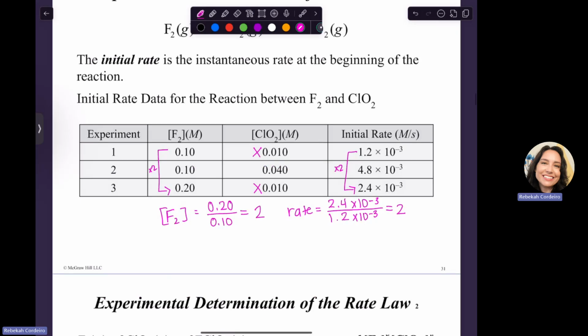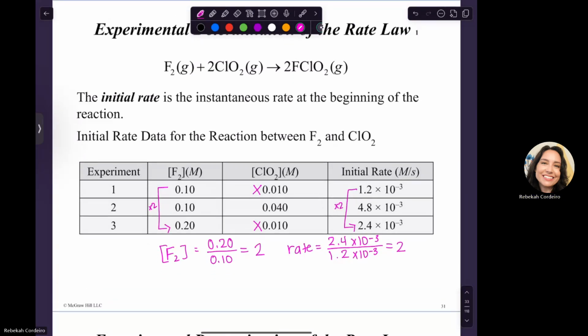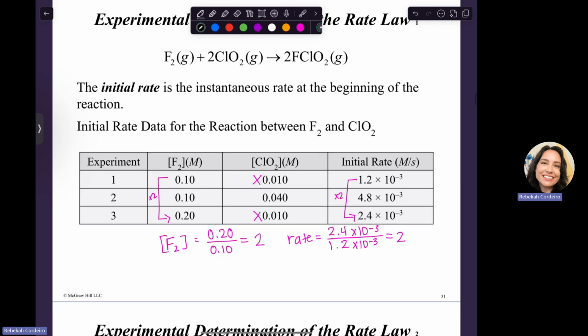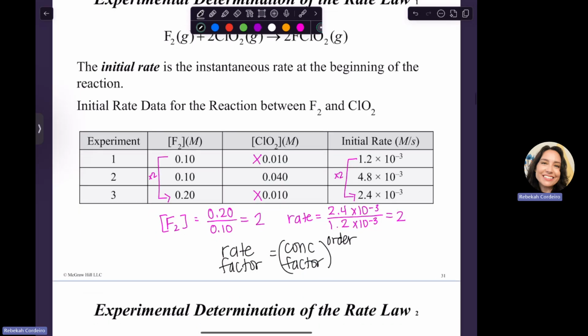Here's a formula we can use, I don't know if the textbook has this formula. Whatever the change in the rate is, the factor that the rate changes, let's call it the rate factor. So the rate factor is equal to the concentration factor raised to the order.